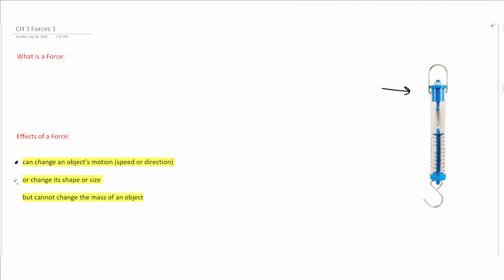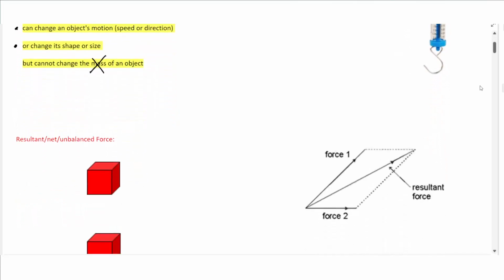For the motion, you say that it can change the direction of motion or the speed of motion. If you want to split the motion, you can say that a force can speed up or slow down an object or change the direction. For the shape, you can change the shape or the size of the object. You can make it longer or shorter or wider, but it cannot change the mass of an object. This is a constant. You cannot change a mass using a force.